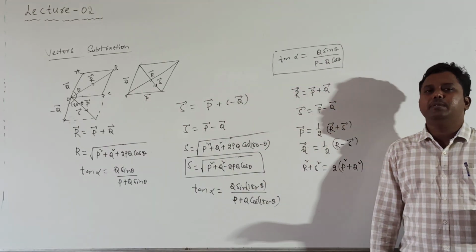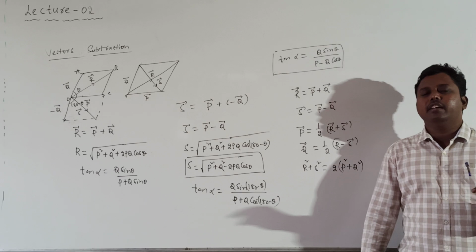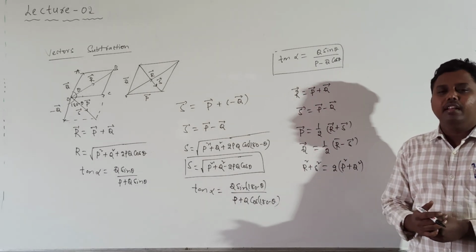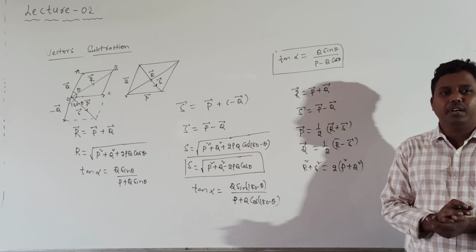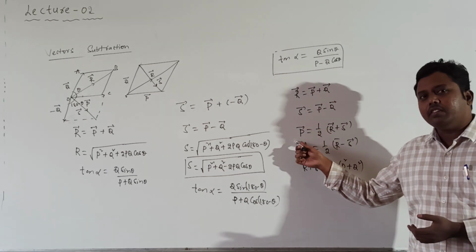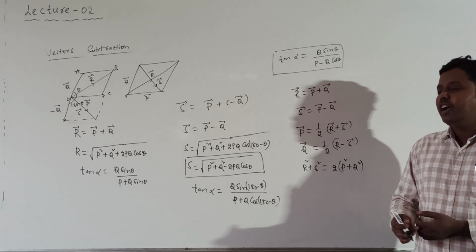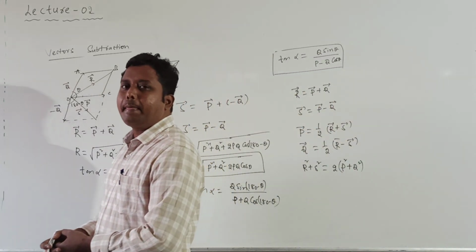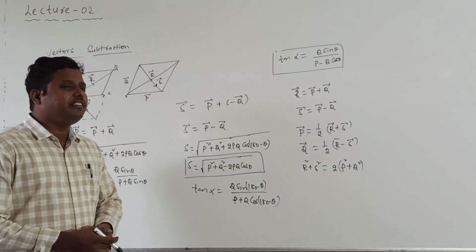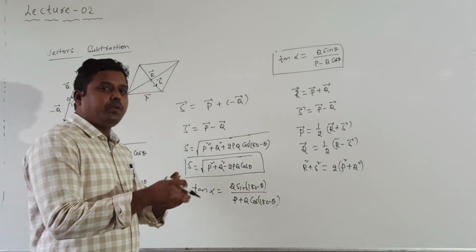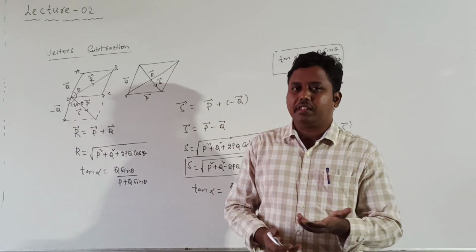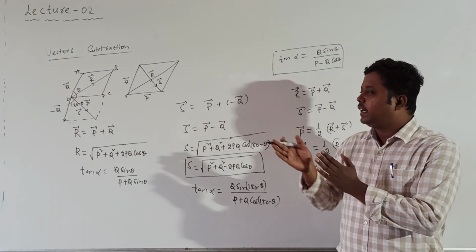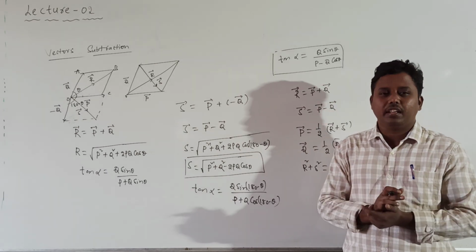If R bar and S bar indicate the two diagonals of a parallelogram, such that R bar is equal to P bar plus Q bar and S bar is equal to P bar minus Q bar, then what is the value of P bar, what is the value of Q bar, and what is the value of R square plus S square? Can we calculate now? Okay, so in this way, with the help of addition, we are able to calculate the vector subtraction.